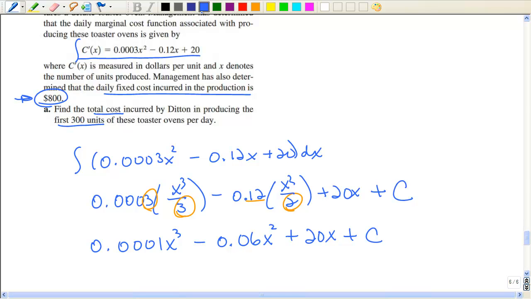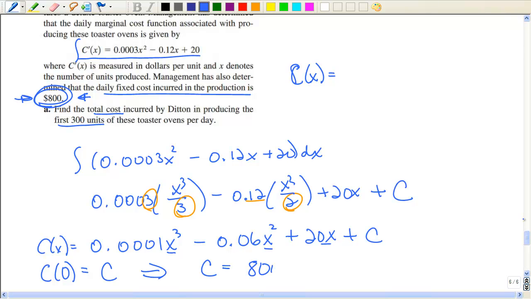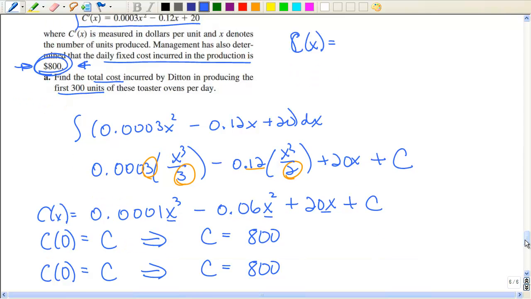So this fixed cost right there is saying that if I have my cost function, which is what I have here, and if I let x be 0, meaning I have not done anything, if I put in 0 here, here, and here, that's all going to be 0, I would get C. Well, this is saying that if I don't produce or make anything, I still have a cost of 800. So that concludes that this constant is going to be that $800.